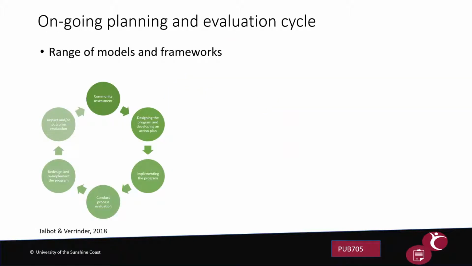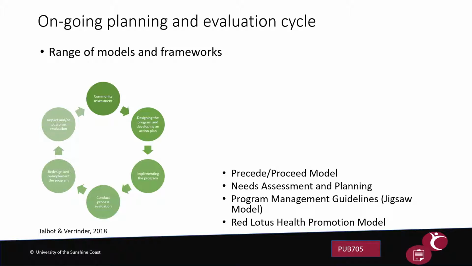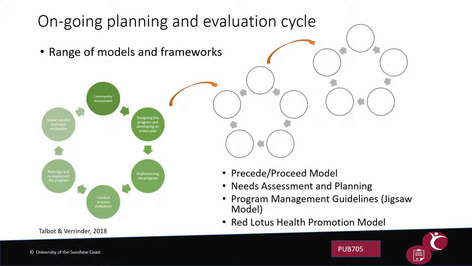So again, if we come back to our broad health promotion planning and evaluation cycle that Talbot and Verinder propose, then just as there are in needs assessment, we have models or some process around how to go about designing the program and developing an action plan. And just a reminder also that these processes are iterative, so planning and evaluation are ongoing as we move through the life phase of a health promotion project.